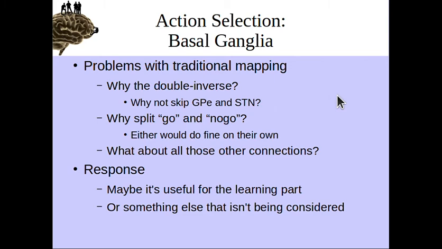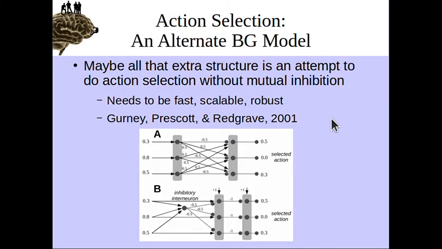There's tons of stuff going on in the brain. Maybe it's being used in aspects of the learning. Maybe it's being used for doing something else. There's all sorts of possibilities. Maybe it's just a historical accident. There's tons of possible answers there, but it's not the direction that I went.